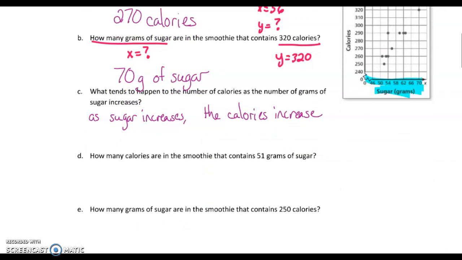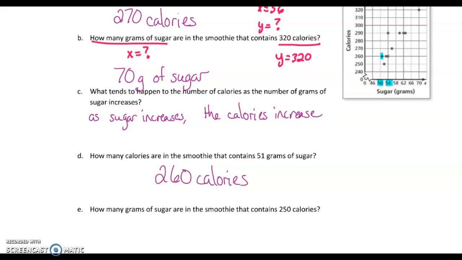Okay, we're going to have you try a couple. We're still going to be using this graph. It wants to know how many calories are in the smoothie that contains 51 grams of sugar. We would go look: if this is 50 and this is 54, then 51 would be right here. Halfway would be 52, so just a little below half would be 51. And that has a Y value of 260 calories.